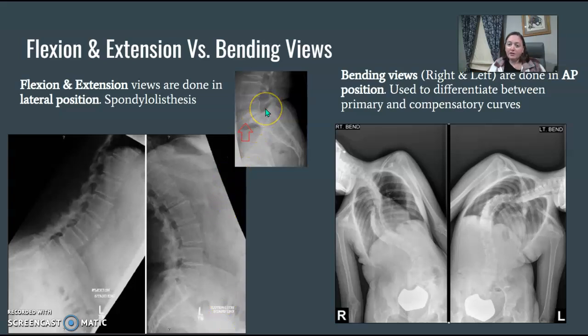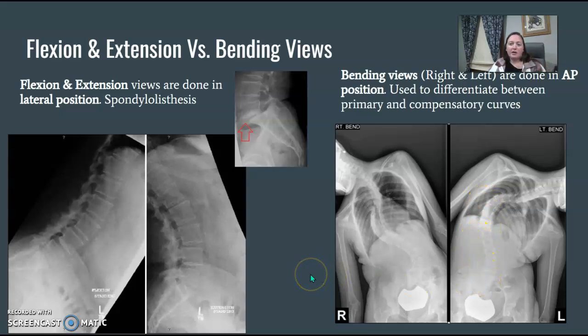And then spondylolisthesis is when that vertebra slips forward onto the one underneath it. And so the stability of the spine is maybe compromised if it's sliding forward, and they may need a fusion. Bending views, right and left, are done in AP position. This is to differentiate between primary and compensating curves for the patient. And usually it's done with a patient that has a curvature to the spine.